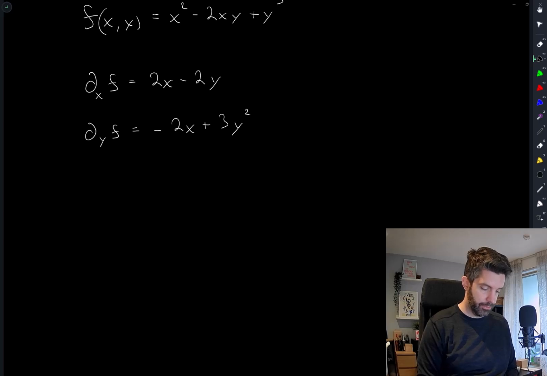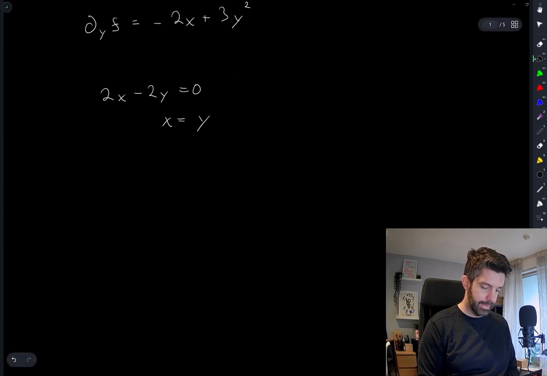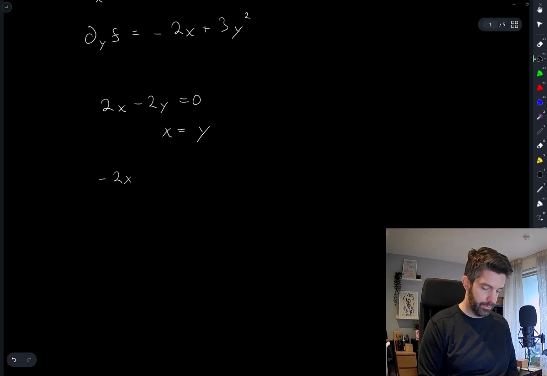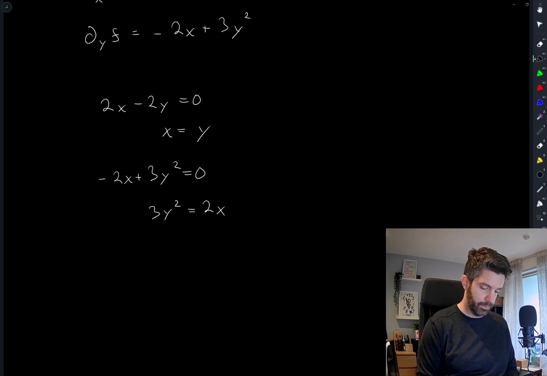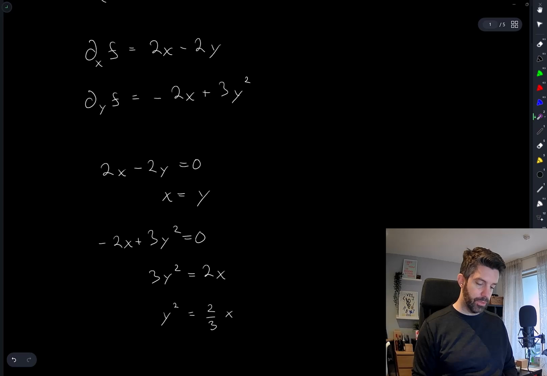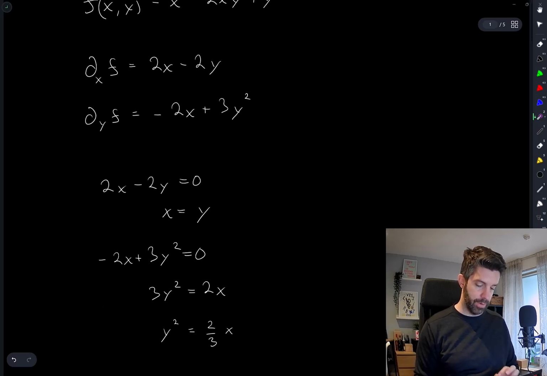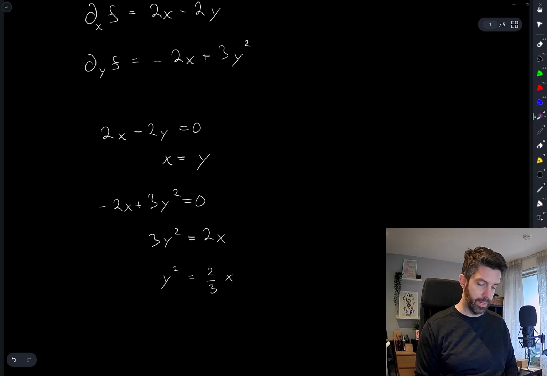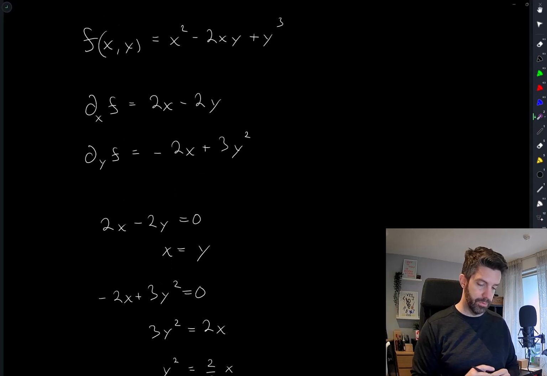So let's suppose we set both of these equal to 0. This says that x is equal to y. And the second one says negative 2x plus 3y squared is equal to 0. This says 3y squared is equal to 2x. Or maybe it's a little easier to think about as y squared is equal to 2 over 3 x. Now these are necessary for any point to be an extremum. This is necessary, but technically you have to do second derivative testing.